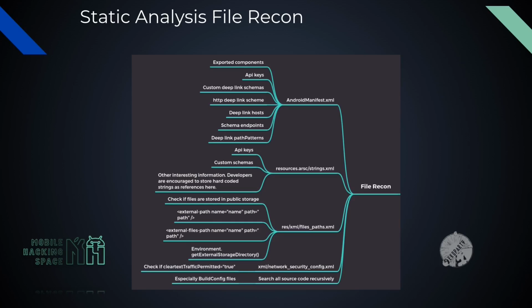Next is strings.xml, where you can also find API keys and custom schemas for deep links because developers are actually encouraged to store hard-coded strings as references here.